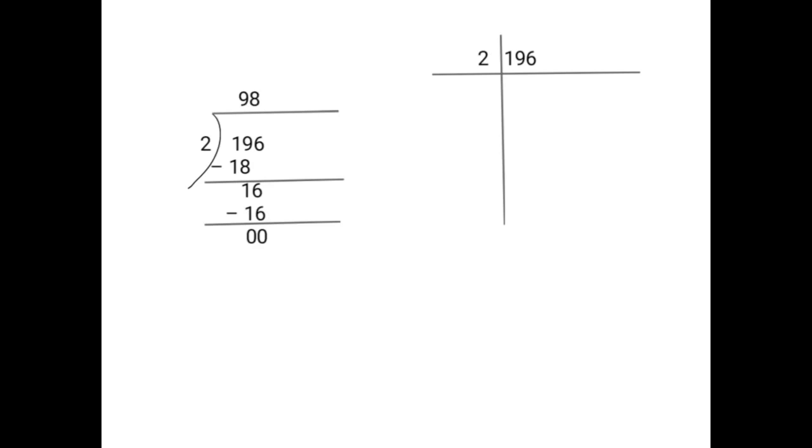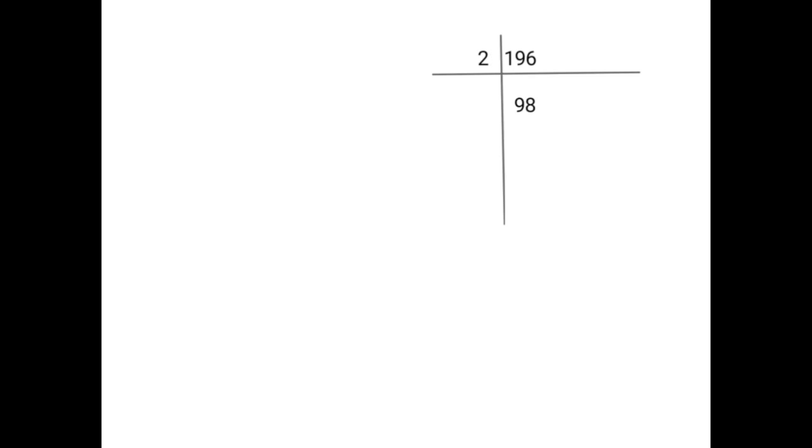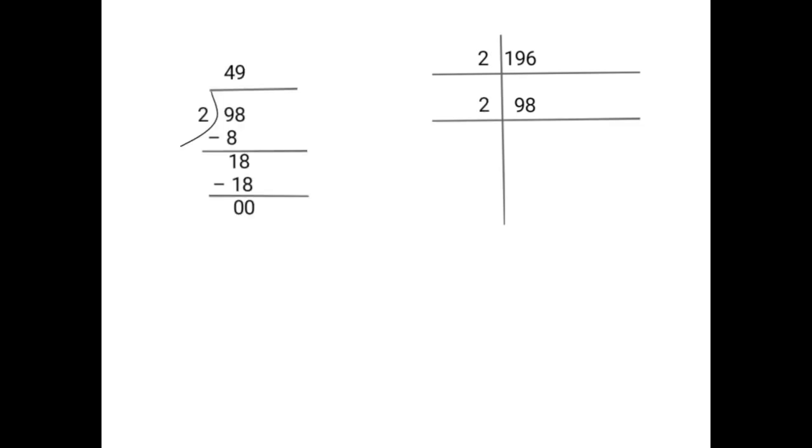Now let's find factors of 196 by using prime factors division method. The unit place is 6 of the number 196, so it is divisible by 2. I have divided 196 by 2. Quotient is getting 98. So 2 98s are 196. The unit place is 8 of the number 98, so it is divisible by 2. I have divided 98 by 2. Quotient is getting 49. So 2 49s are 98.